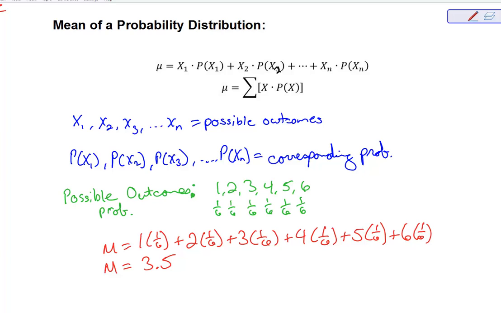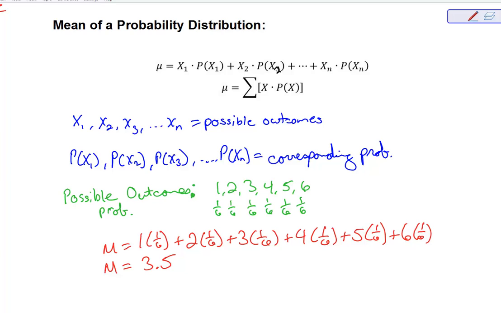For the mean, the variance, and standard deviation of probability distributions, we are still using the same rounding rule. They must still be rounded to one more decimal place than our original data or our possible outcomes. So in this case, our possible outcomes were whole numbers, so my mean should be one decimal place.